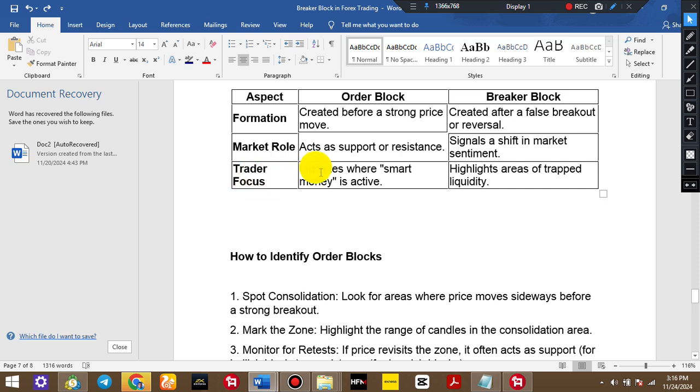Trader focus indicates where smart money is active. Now, people normally see this bullish order block, bearish order block, supply and demand zones as areas where the smart money are. That means where the market makers are. So that is why they focus on those zones to take entry and trade alongside them. But sometimes most of these areas are traps. So the highlight for the breaker block areas is that it highlights areas of trapped liquidity. That means when price just breaks it over, they only use this area to pick liquidity.